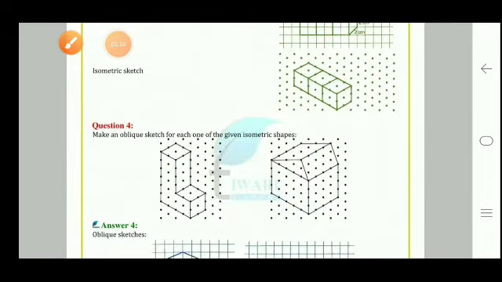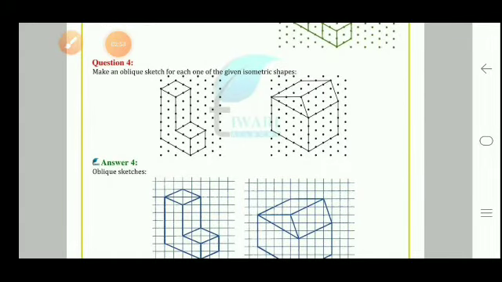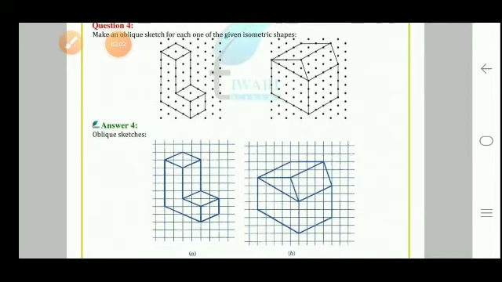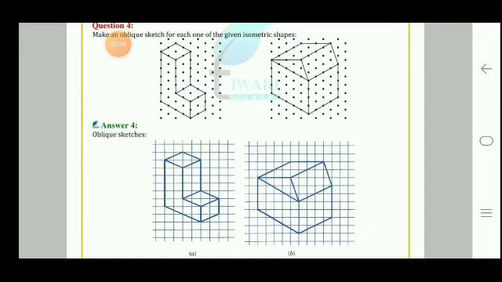Then question number 4: make an oblique sketch for each one of the given isometric sketches. Isometric shapes are given, we have to make the oblique ones. So accordingly, we take 2 like this, then like this. Then if you see the dots, 1 2 3, 1 2 3 4 5 6, taking 1 2 3 4 5 6, accordingly we are making the oblique sketches of the given isometric sketches.